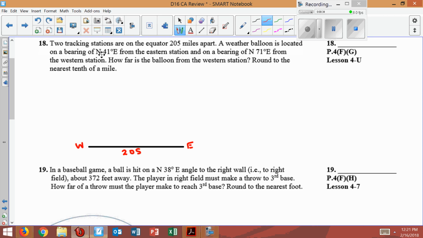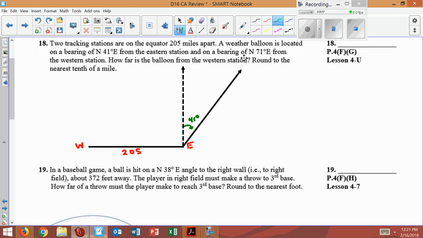It says a weather balloon is located on the bearing of north 41 east from the eastern station. So what that means is this. You'd start looking north, and then we turn 41 degrees to the east. That would be less than 45, so we'll just say it's there. So that's 41 degrees there.